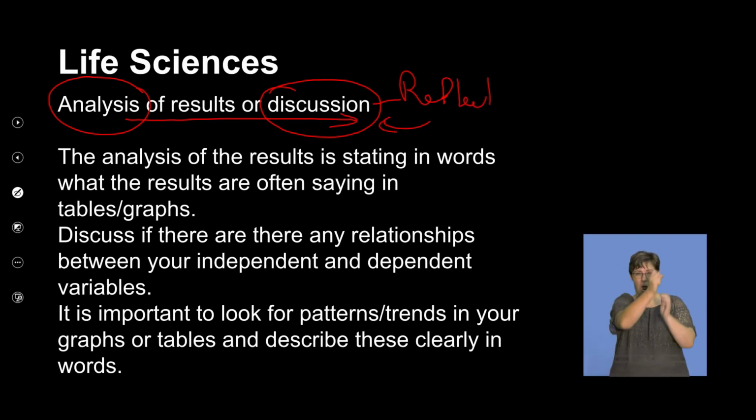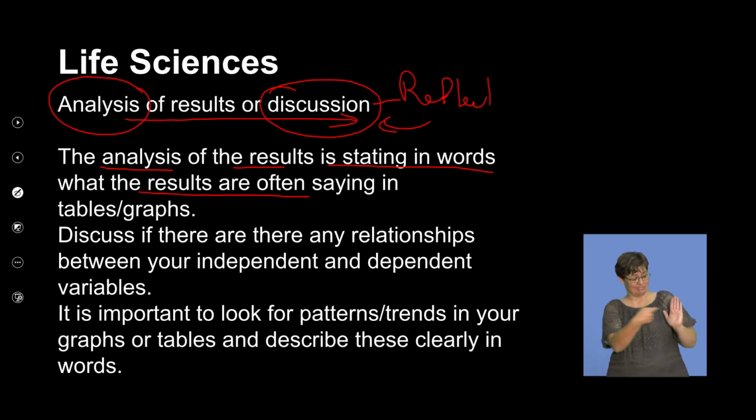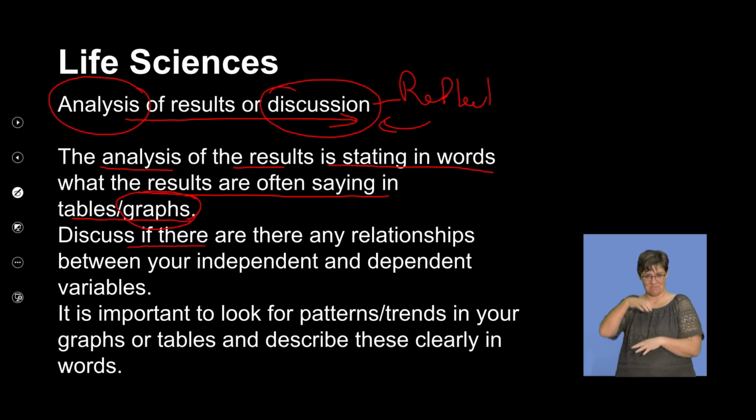So that's a fundamental part of scientific methodology. The analysis of results is stating in words what the results are often saying in tables and graphs. As I said, often a table or graph is an illustration which is visual, but an analysis is using words to state what you've seen as a trend. Discuss if there are any relationships between your independent and dependent variables.